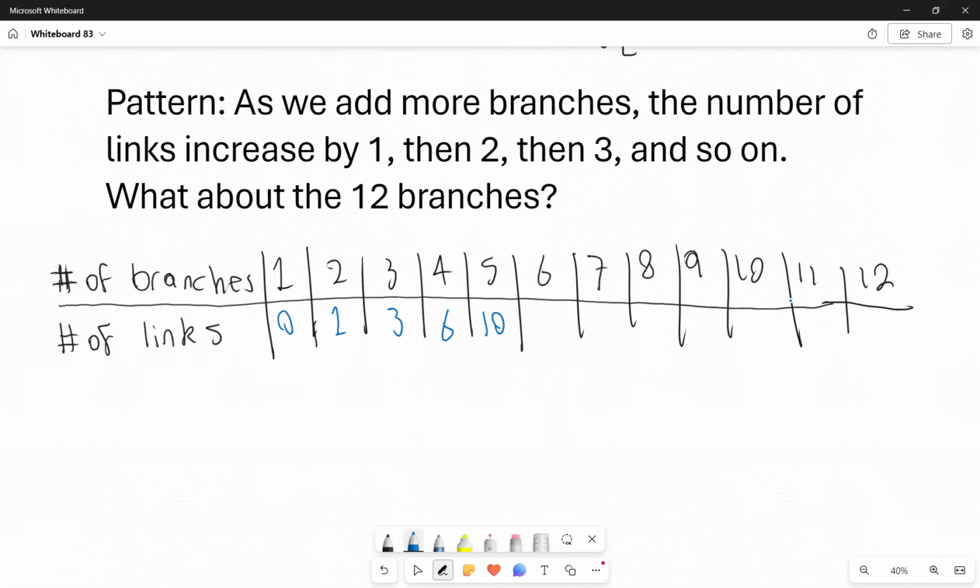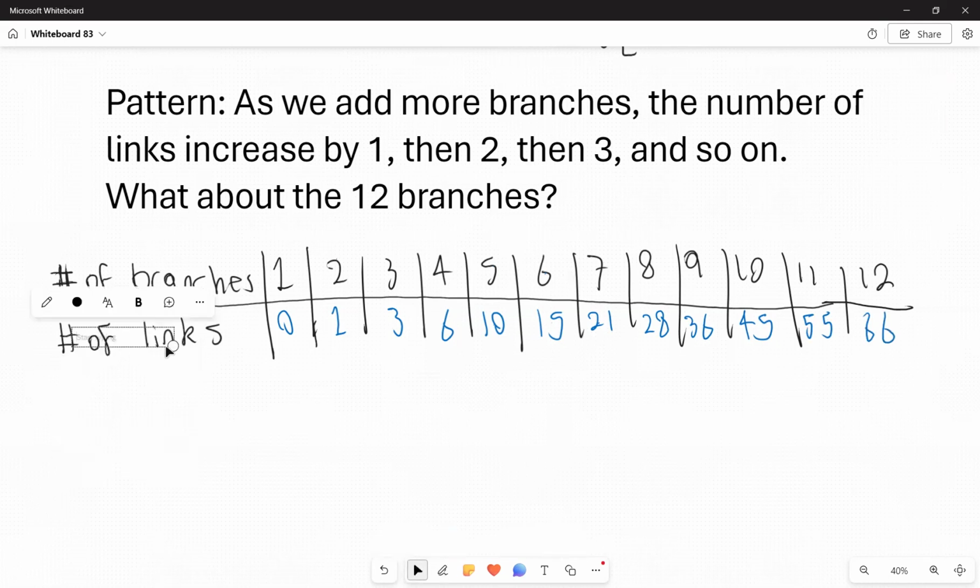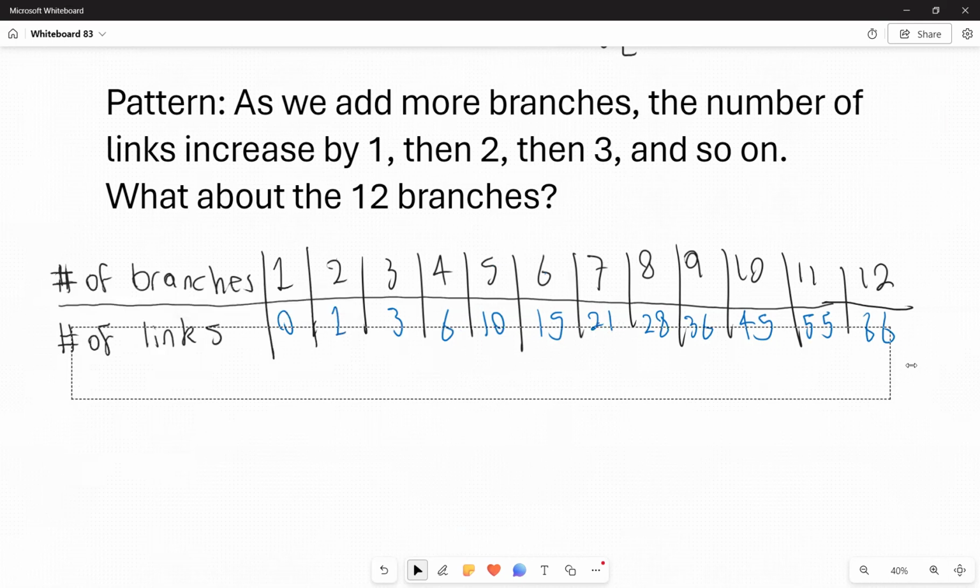So another way to see it is that if we add the numbers in the columns, we get the next one. For example, 1 plus 0 is 1. 2 plus 1 is 3. 3 plus 3 is 6. 4 plus 6 is 10. 5 plus 10 is 15. 6 plus 15 is 21. 21 plus 7 is 28. 28 plus 8 is 36. 36 plus 9 is 45. 45 plus 10 is 55. And 55 plus 11 is 66. So for 12 branches, final answer, there will be 66 links.